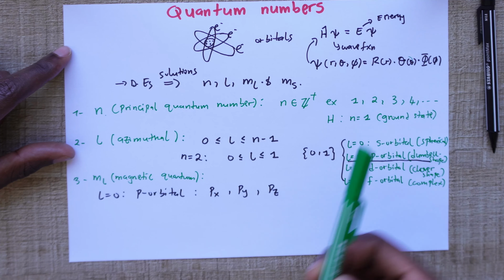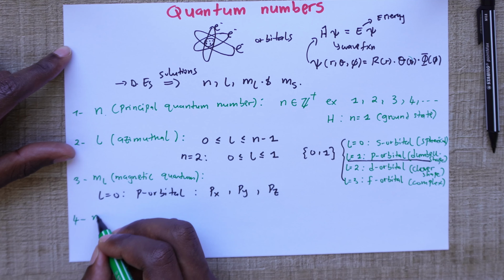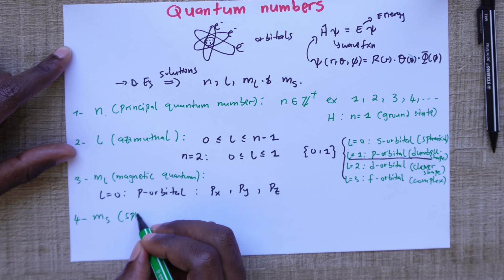And the last quantum number, ms, is known as the spin quantum number.